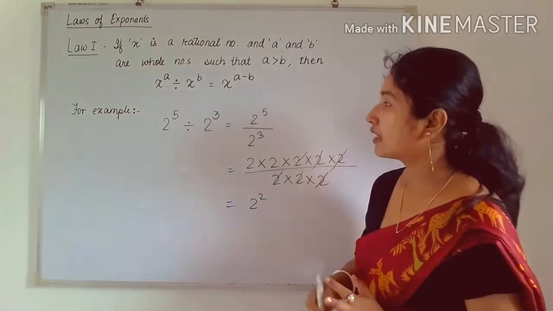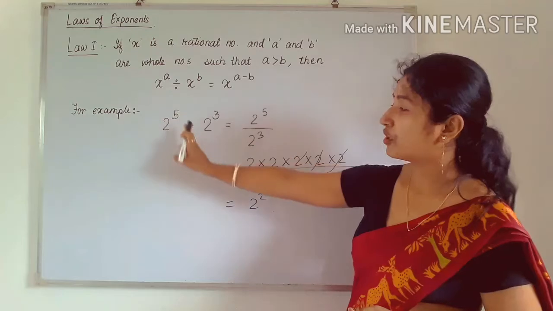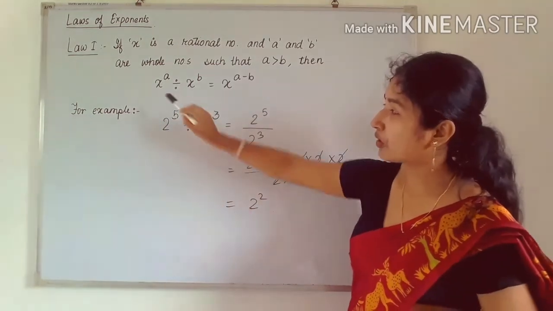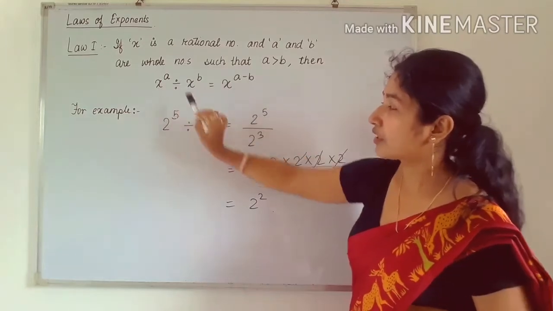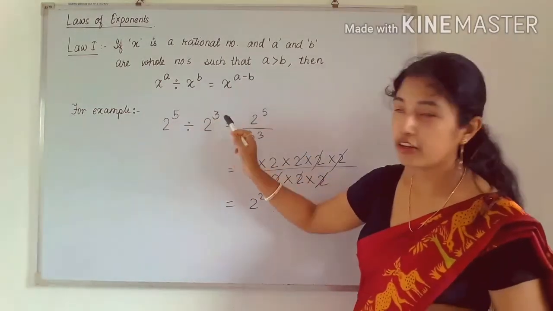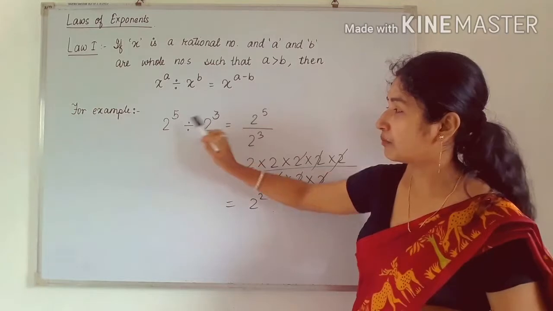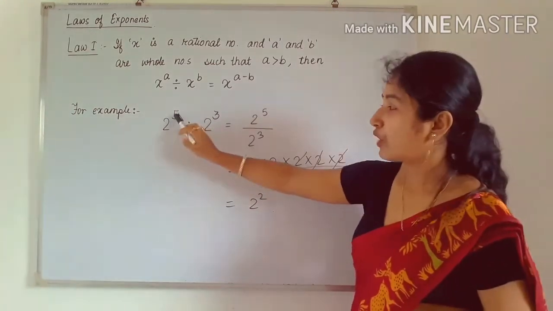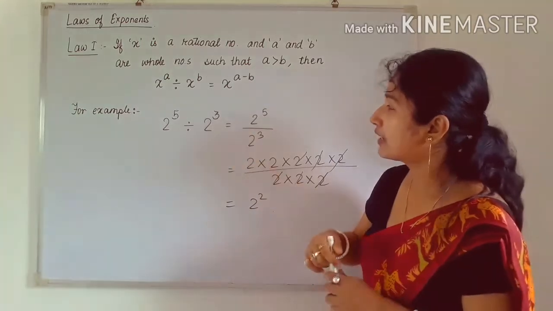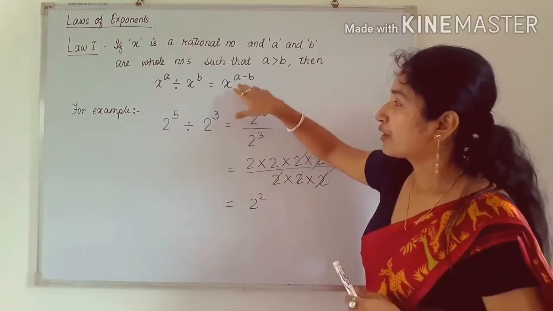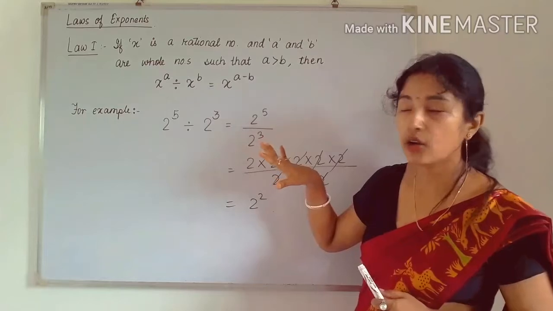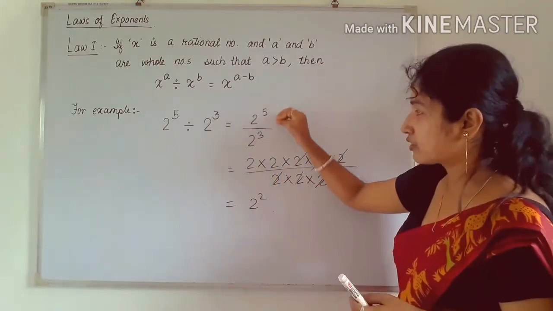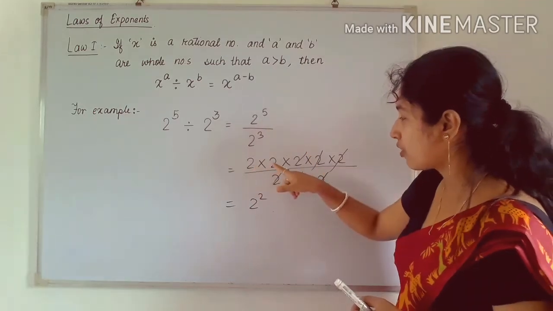Here I have taken an example: 2 to the power 5 divided by 2 to the power 3. See here, the base is same. Compare it with this expression: base is same and powers are different, and the first power is greater, meaning the power in the numerator is greater than the power in the denominator. So 5 is greater than 3, so we can apply the law. But at first I am not applying the law. I am first expanding the given expression. So 2 to the power 5 can be written as how many times?